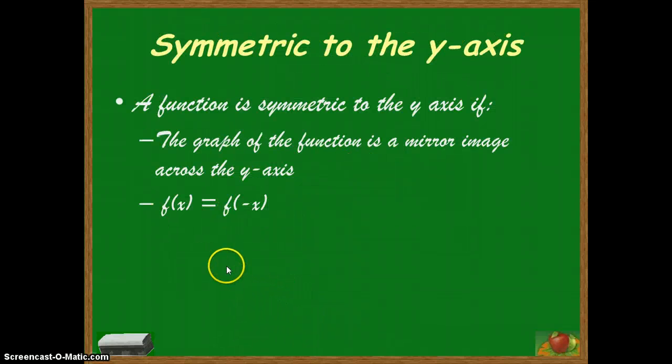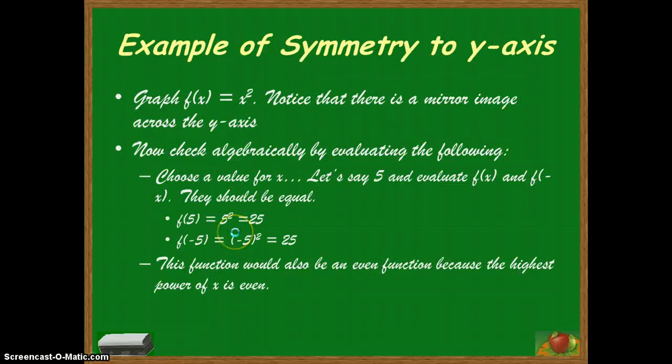Symmetry to the y-axis. A function is symmetric to the y-axis if the graph of the function is a mirror image across the y-axis and it passes the algebraic test. This is not a negative sign but a bullet. We're saying that f of x has to equal the same value as f of negative x.